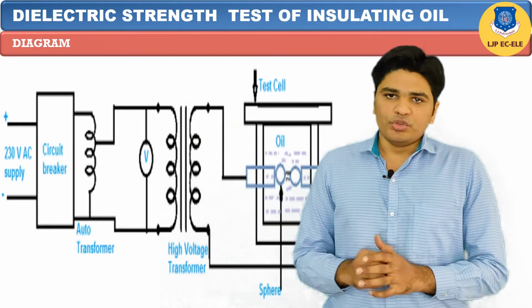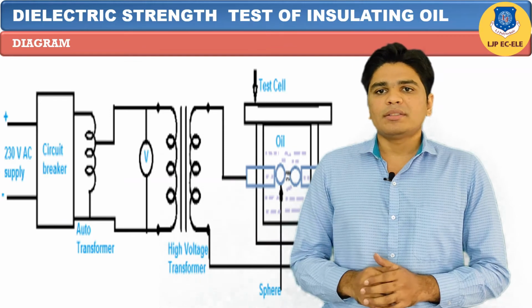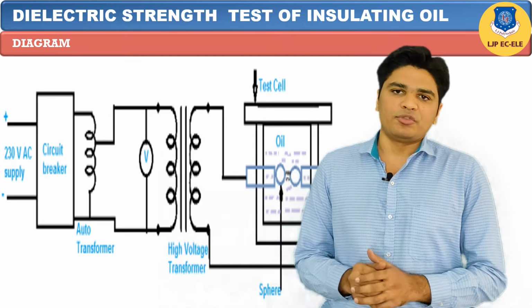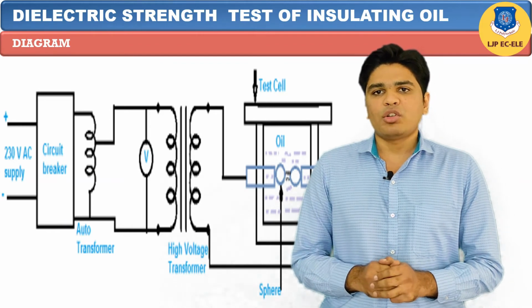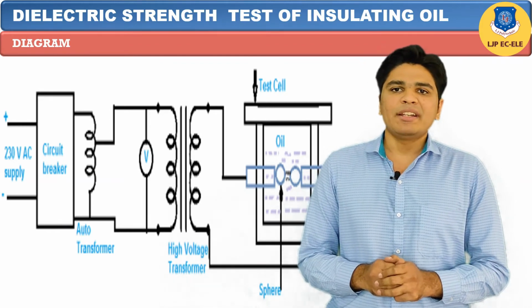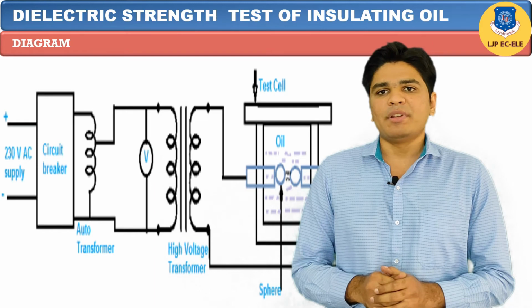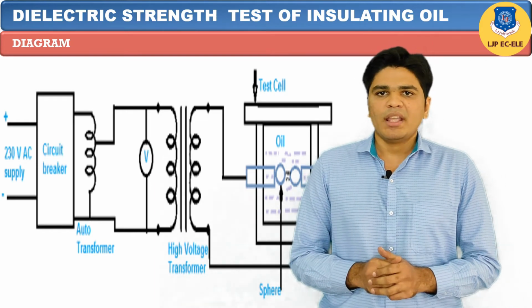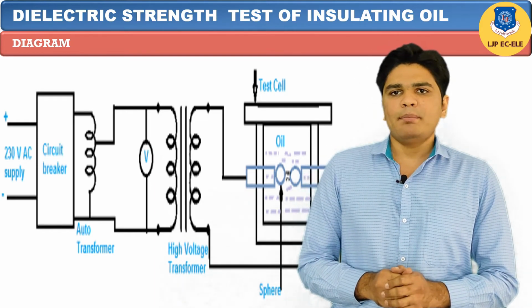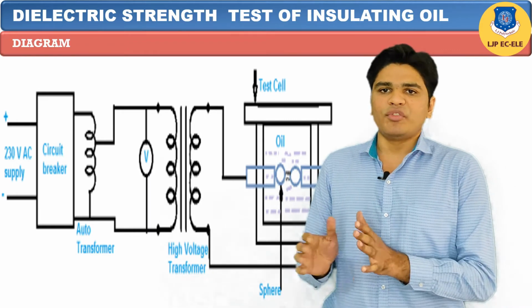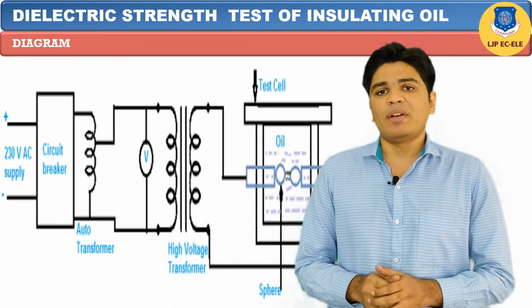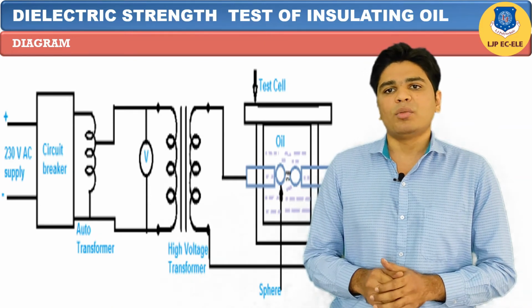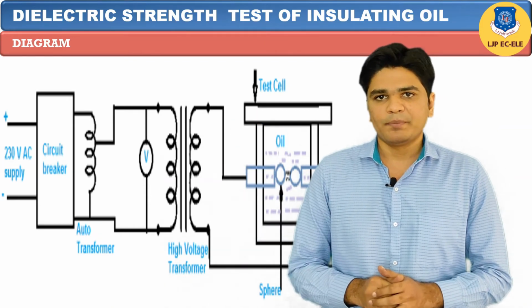Two transformers are used. One is an auto transformer and the other is a high voltage transformer. Two stainless steel polished electrode spheres, whose diameter is 12.5 mm, are kept in the test cell. Maintain a 2.5 mm gap between both electrode spheres. The spheres are connected to the high voltage winding of the high voltage transformer, as shown in the figure here.